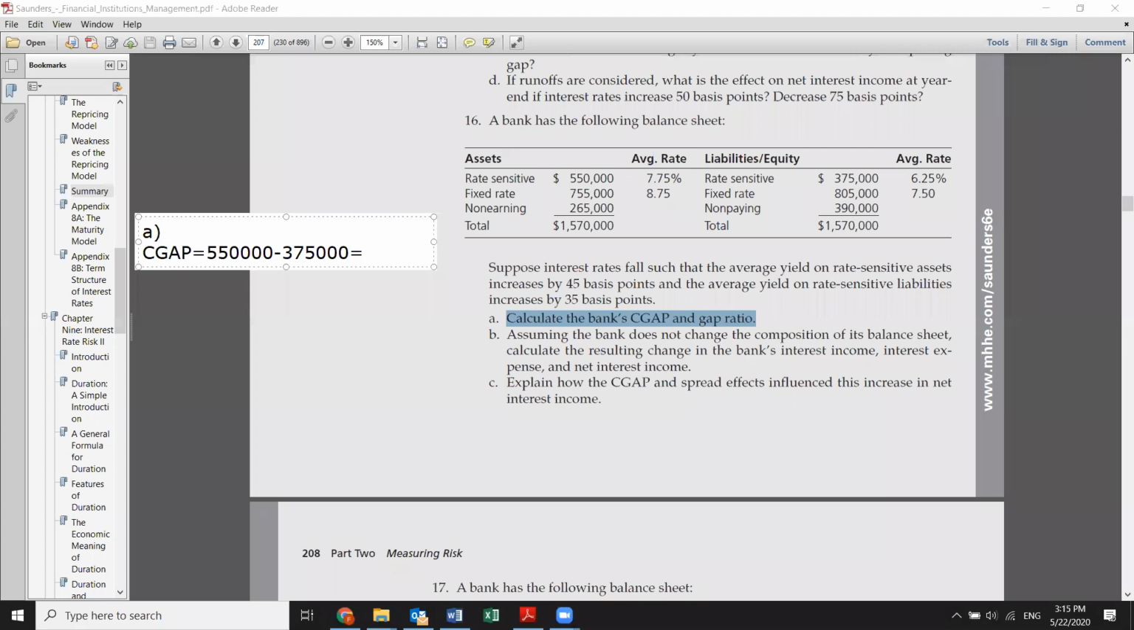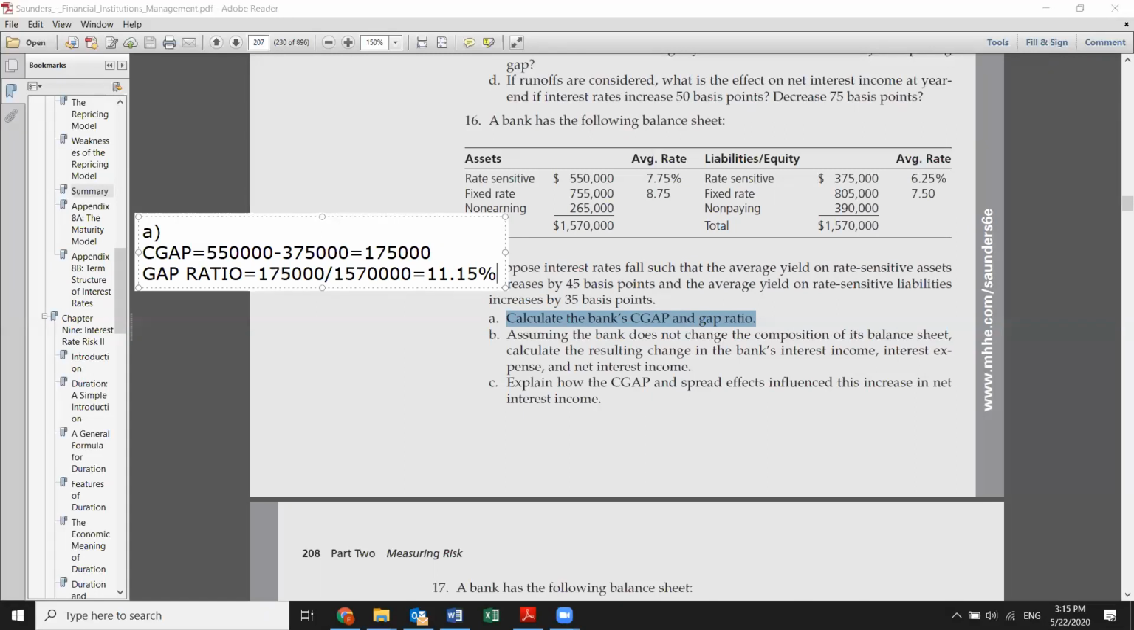375. In total, it makes 175,000. And our gap ratio is equal to 175,000 divided by total assets, which is 1,570,000. That would give us 11.15%.